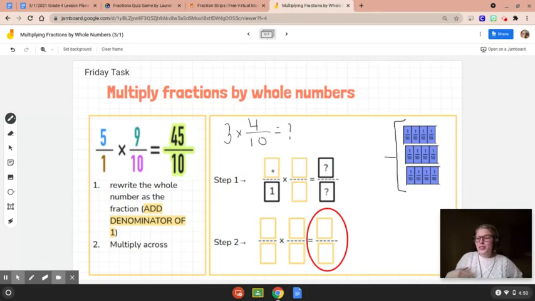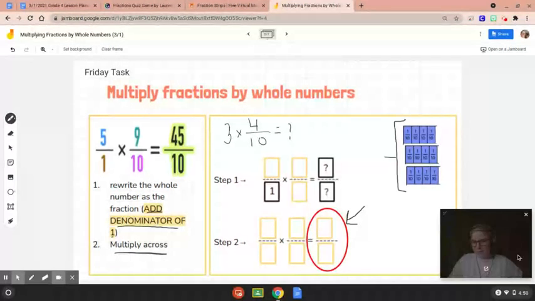The other way of doing it is by taking 3 and turning it into a fraction that has the same value as 3 wholes. So you're going to put 3 over 1, so add a denominator of 1, and that's how you rewrite the whole number as a fraction. And then you're going to multiply straight across right here to get your answer.